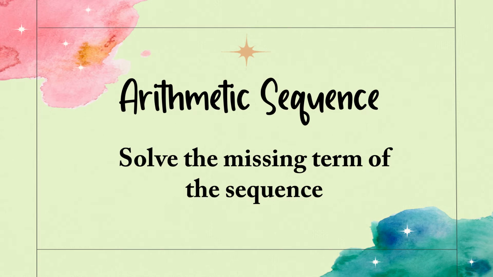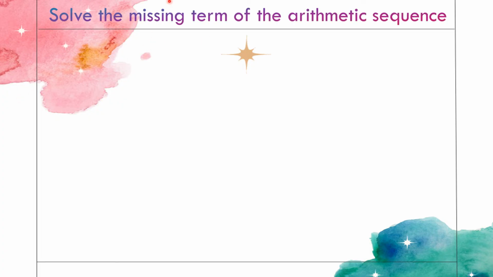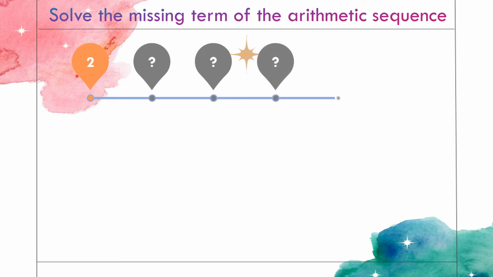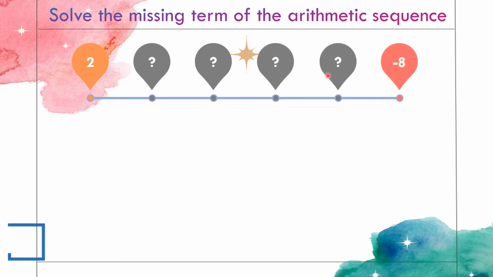Arithmetic sequence. Let us solve the missing term of the arithmetic sequence. The first term is 2. The second, third, fourth, and fifth terms are missing, while the sixth term is negative 8.